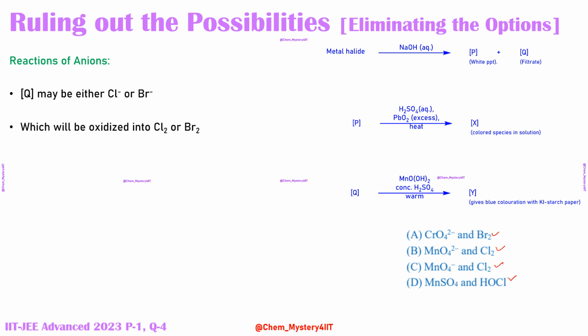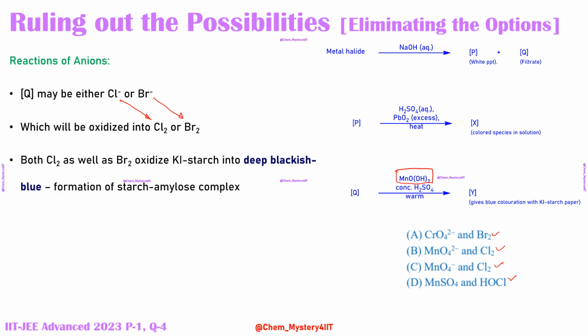So if you're thinking of Q, which may be either chloride or bromide, each of this chloride or bromide will be oxidized into chlorine or bromine by this manganese plus 4. That oxidation is going to happen in the presence of manganese plus 4. And it is also known that both the chlorine and bromine, it is given that KI-starch paper is turned blue, both the chlorine and bromine can do so very, very well.